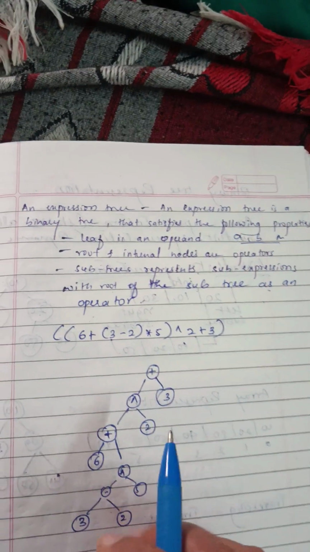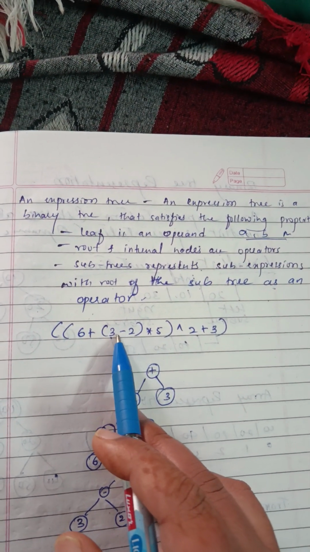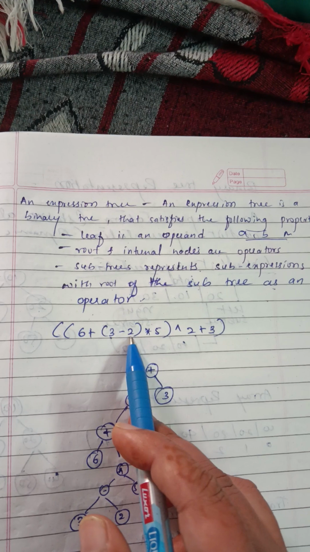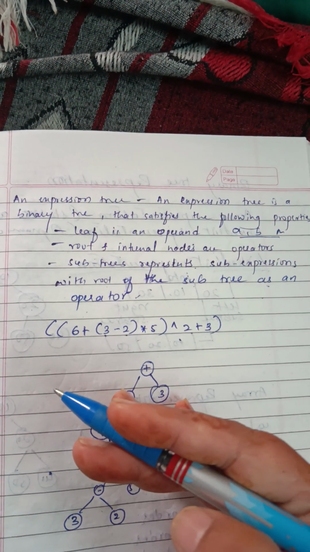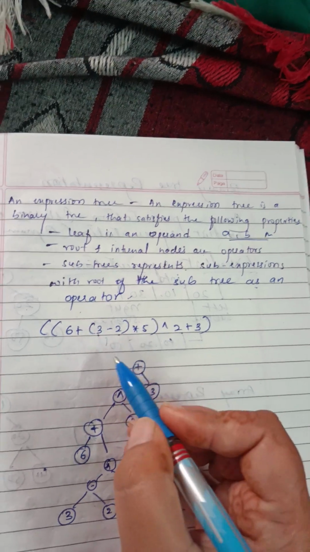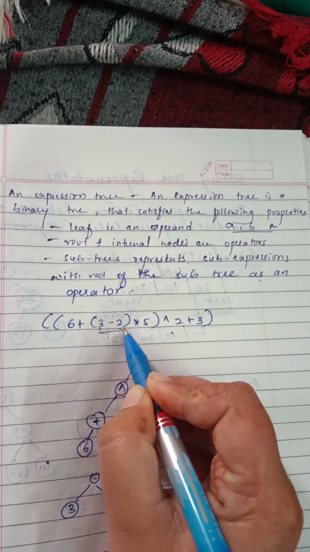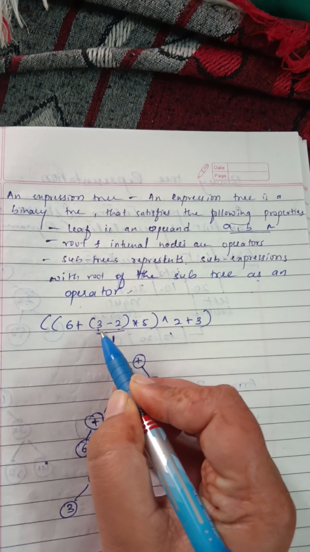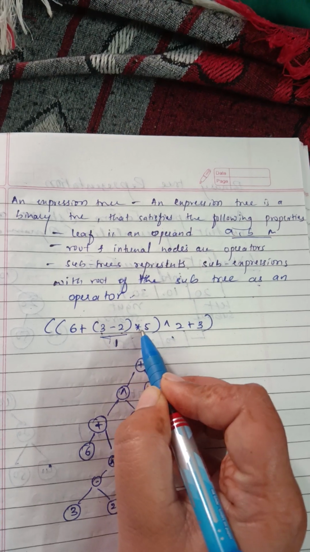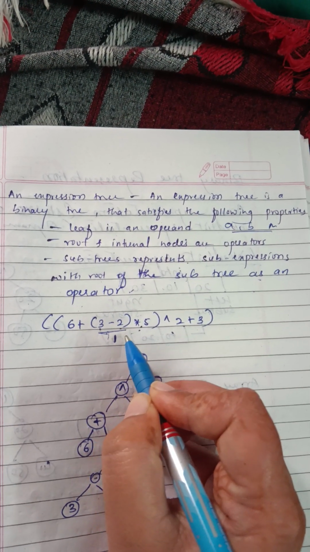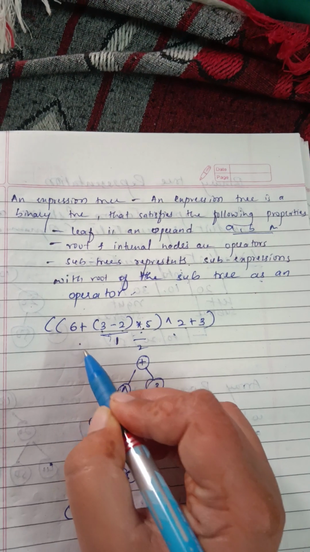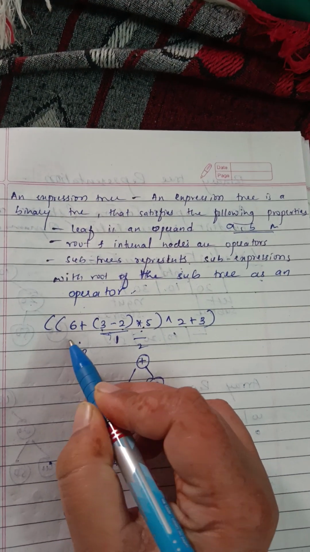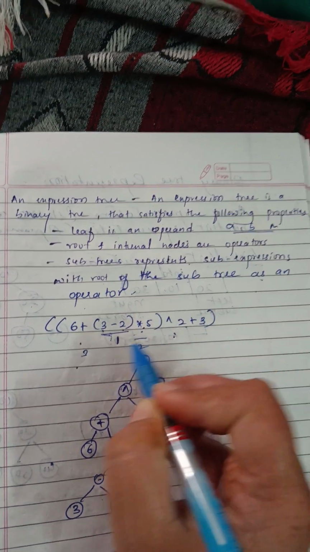See here, this is the expression. First, which will we solve? 3 minus 2 we will solve. While solving, we have to move from bottom to top. First we will solve, see here, this one expression. Afterwards, which one will we solve? We will solve this one. Second we will solve this one, right? Again we will solve this one, that is the third expression. Next, afterwards we will move to this.